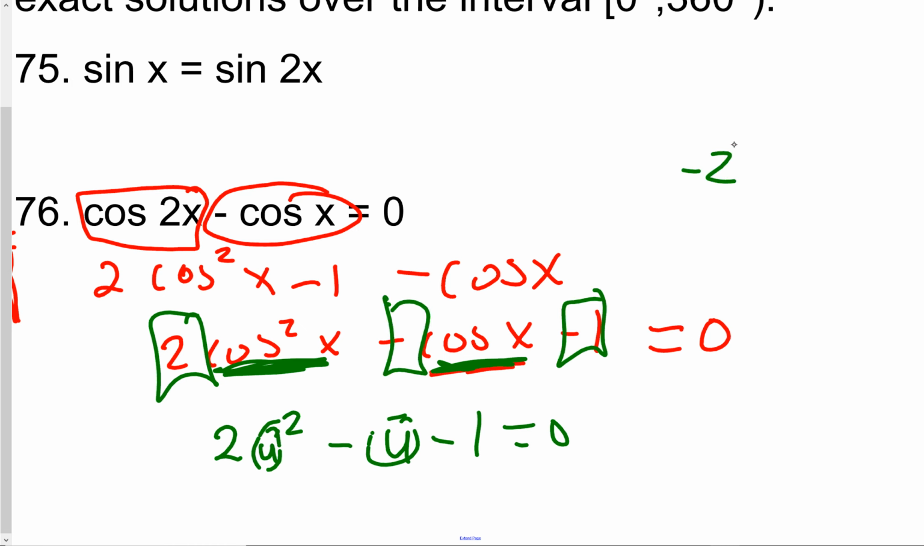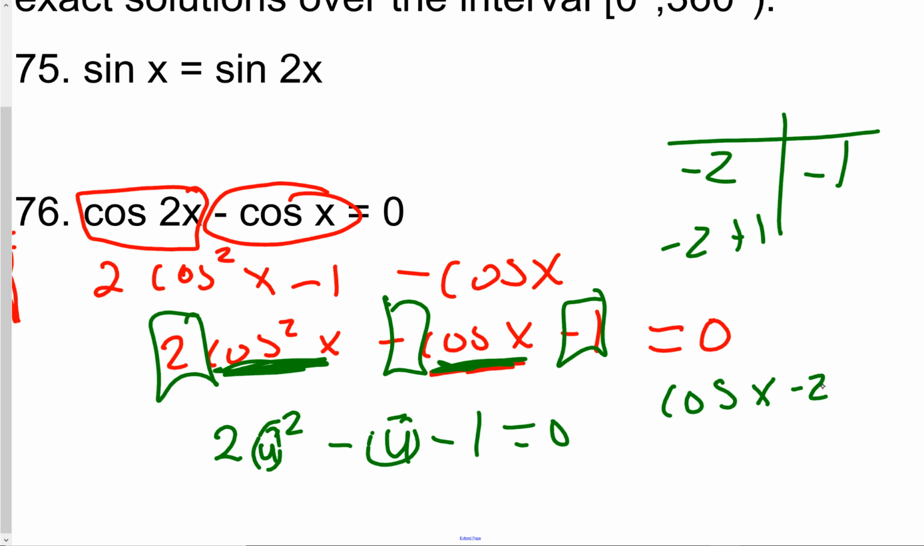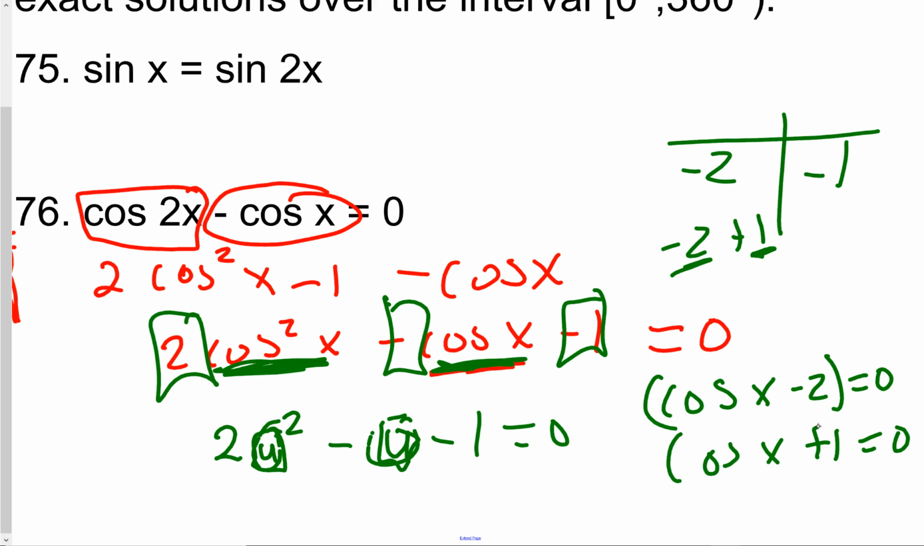So what are the factors of -2 that add up to -1? Well, that'd be -2 and +1, right? So that's cosine x minus 2 times cosine x plus 1 equals 0, because that's basically what my variable is, right? Those are my two factors, -2 and +1. So now I can solve these. So cosine x equals 2 and cosine x equals -1.